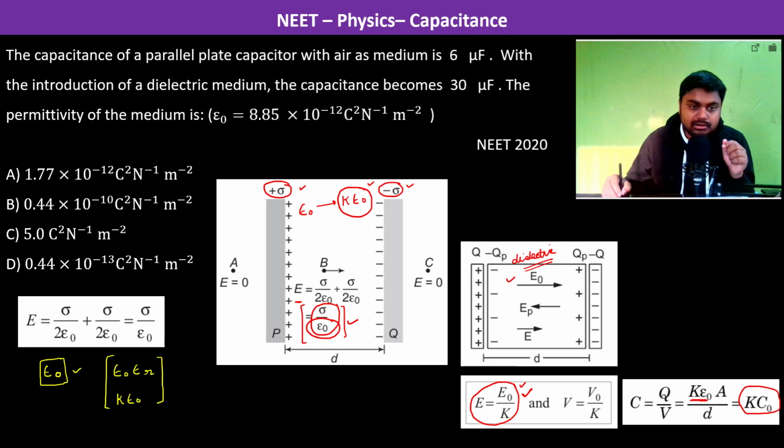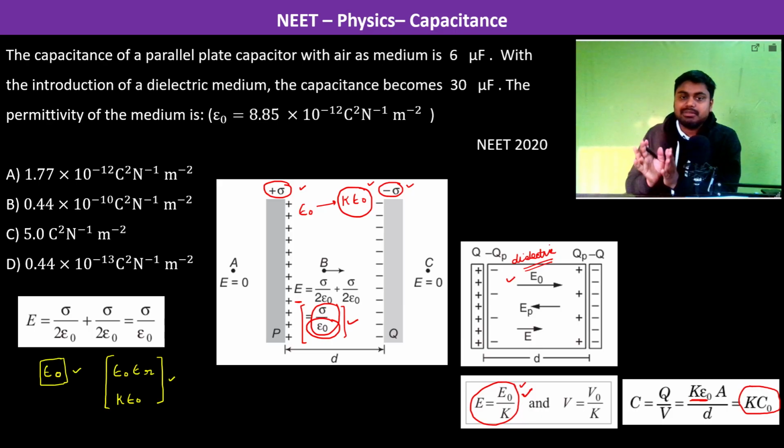Now this has to be taken care of: wherever epsilon naught is there, we just replace it and we get the new figures. Now we come back to this question.